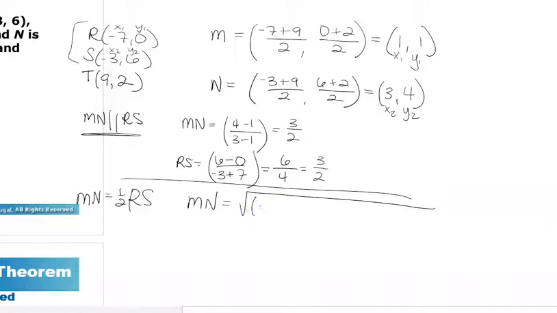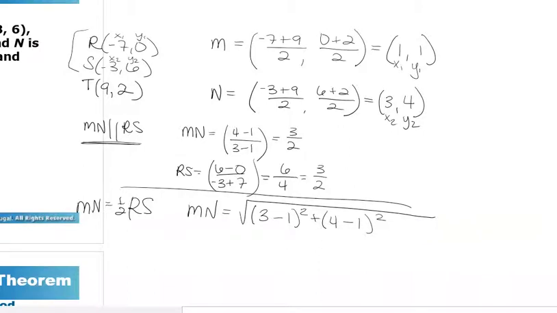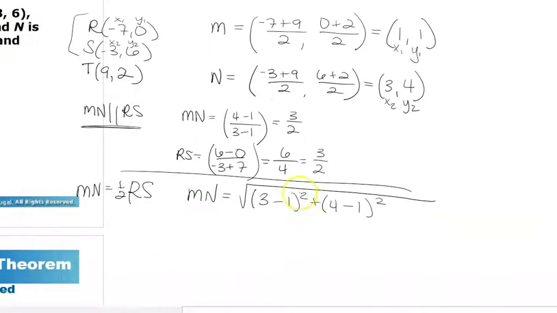We've got x2, 3, minus x1 squared, plus y2 minus y1 squared. Now remember, when you do this, you cannot just cancel out those squares with the square root. You have to do everything inside the square root first. So 3 minus 1 is 2. Okay, so 3 minus 1 is 2. Square that, you get 4. Plus 4 minus 1 is 3. Square that, you get 9. And so then we add those up, you get the square root of 13. You can just leave it like that for now.